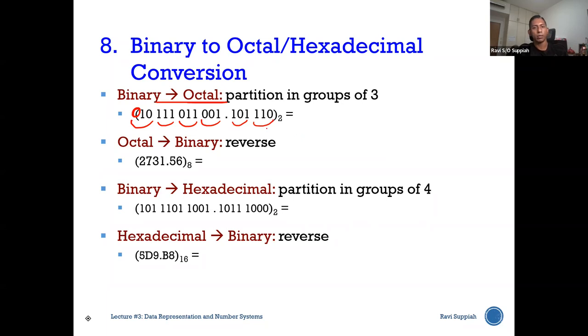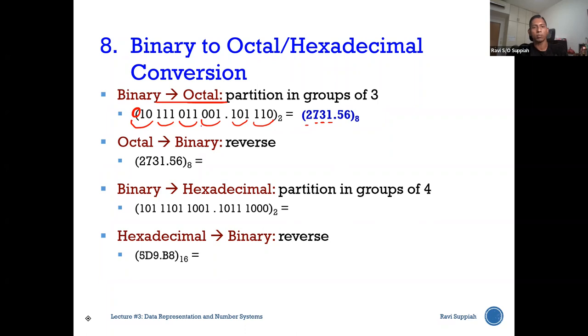Now each 3-bit value is going to represent the equivalent octal value. Sorry, we're converting to octal. So 001 is 1. 011 is 3. 111 is 7, and 010 is 2.